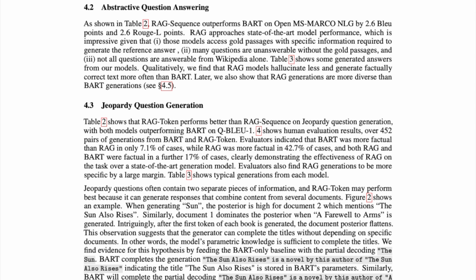Table 3 shows some generated answers from our models. Qualitatively, we find that RAG models hallucinate less and generate factually correct text more often than BART. Later, we also show that RAG generations are more diverse than BART generations, see 4.5.